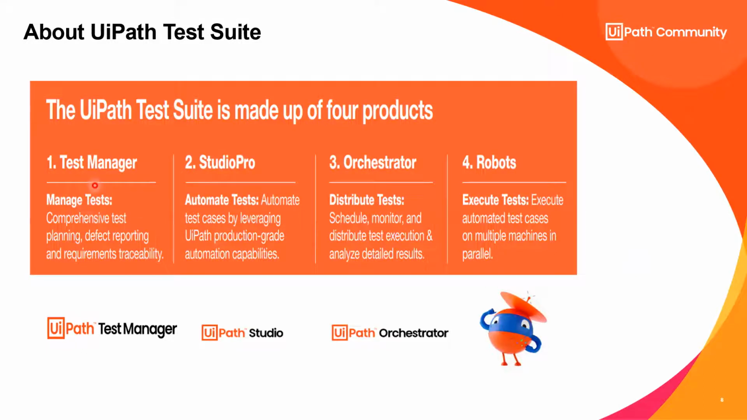Then Studio Pro is the second part, where we can automate all of our stuff, like web-based automations and desktop automations, by using this tool. It is a production-grade automation capability in UiPath, which we utilize for our automation needs. Generally, this is a complete package based on different libraries or packages. We can utilize this package for automation.